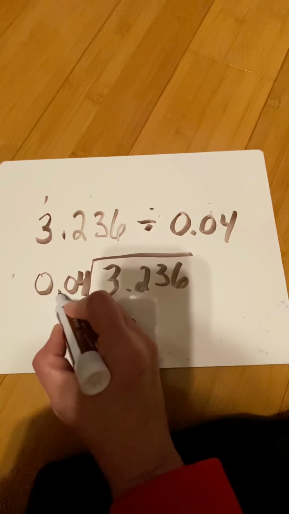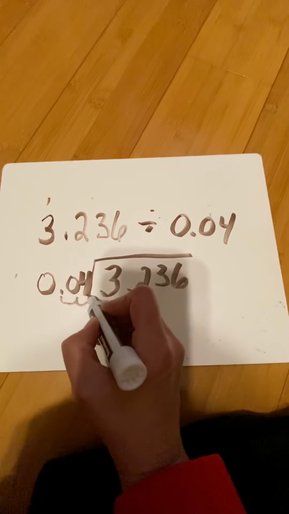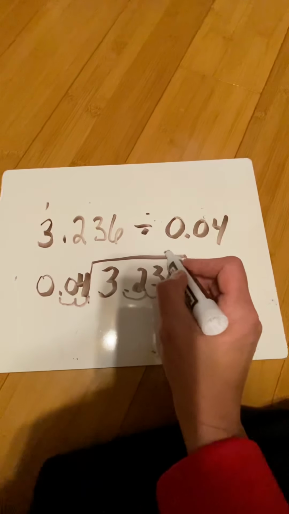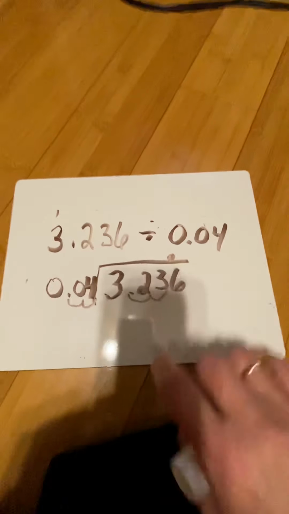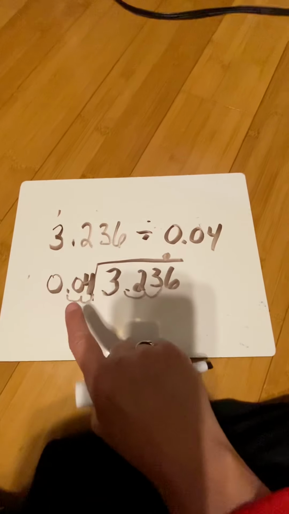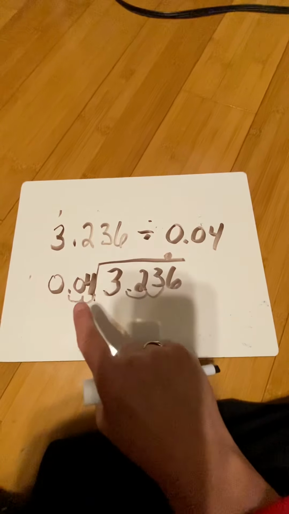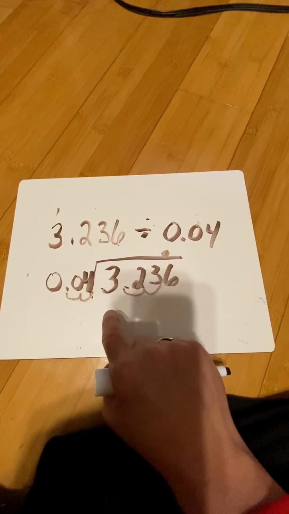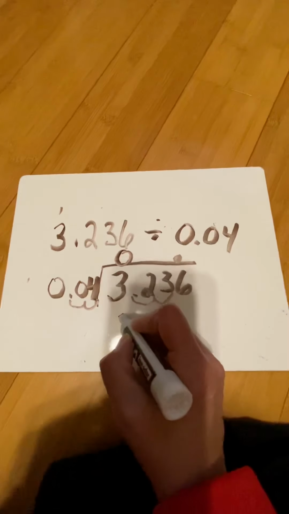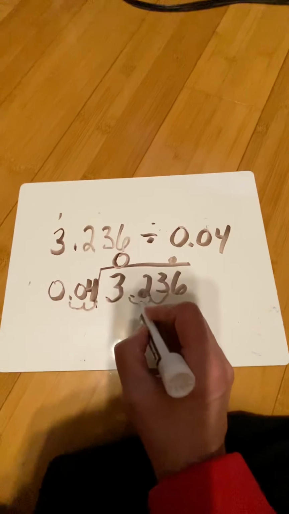Okay. You have to remember, move the decimal 2 places. So we have to move the decimal 2 places here and then straight up. So now it's like 3,236 divided by 4. Can 4 go into 3? It cannot, so put the 0 here. Okay. Can 4 go into 32?